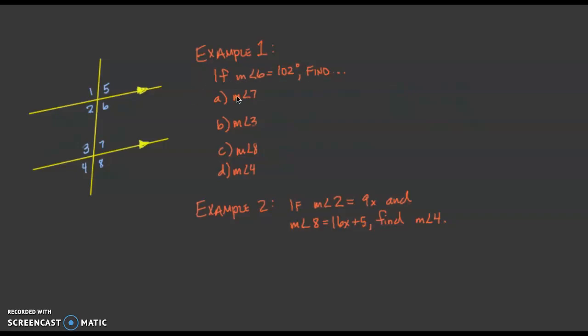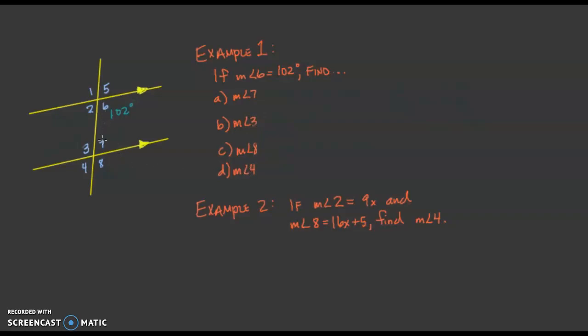So let's look at a couple examples using the idea of parallel lines being crossed by a transversal. In example 1, it's telling us that angle 6 is 102 degrees. So let's go ahead and write 102 degrees right there. Let's find the measures of angles 7, 3, 8, and 4. So let's start with angle 7.